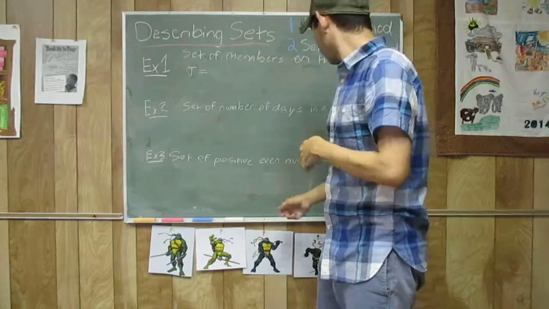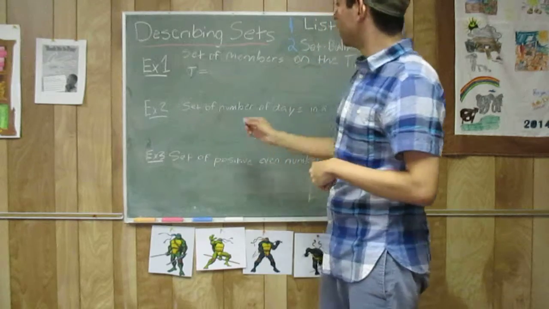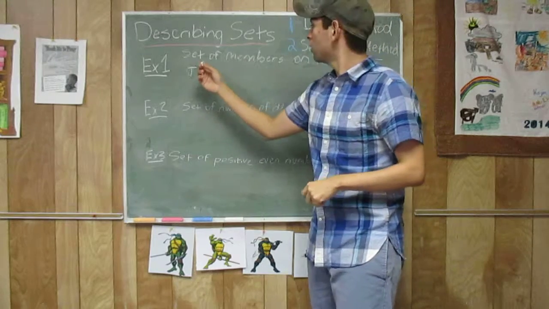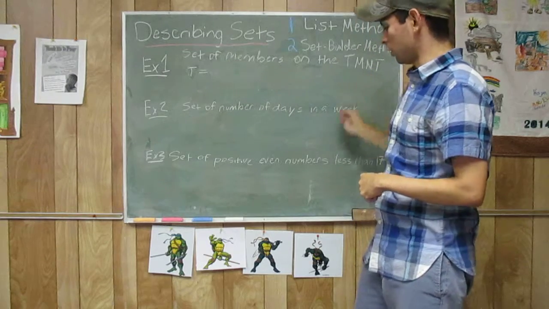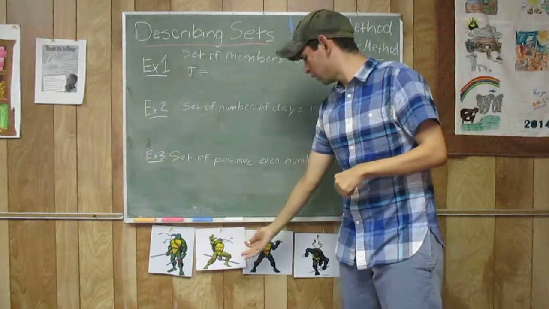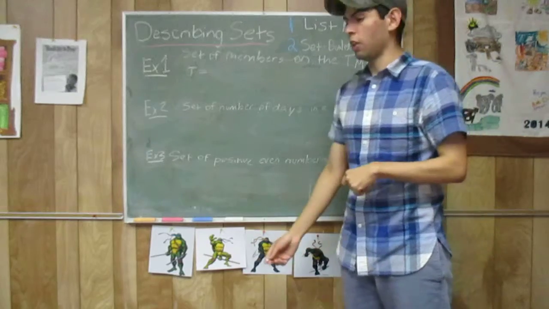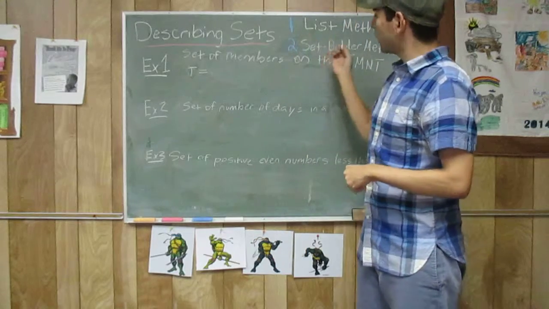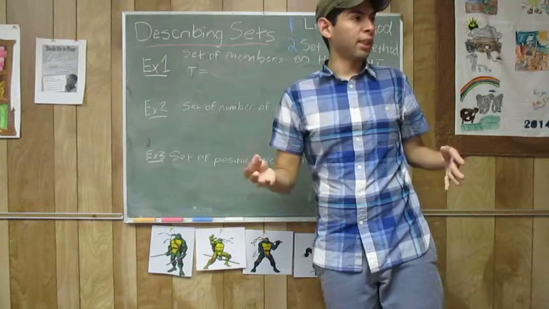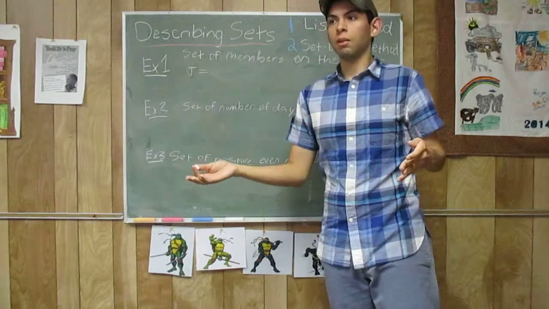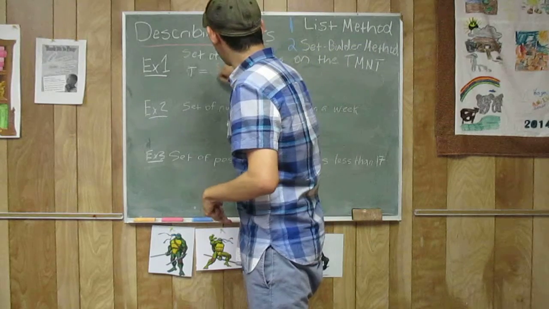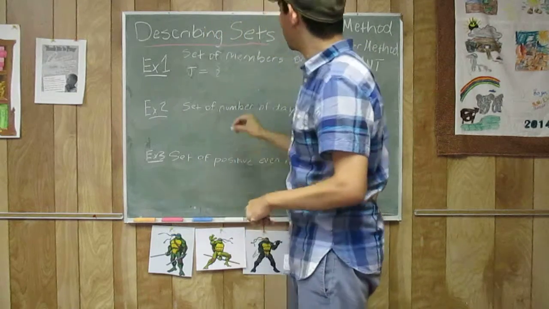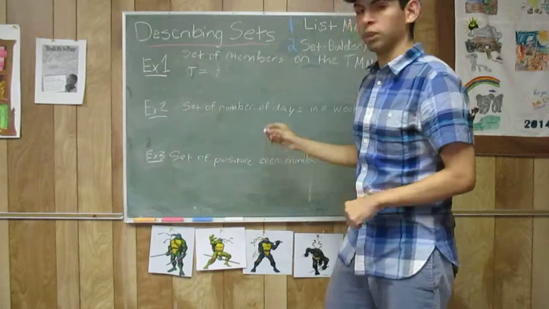Okay, so example number 1, we said the set of members on the Teenage Mutant Ninja Turtles, and you can see right here I have a picture so y'all can see. So again, on the list method, we simply would write out the members in the set. We would open with our braces, as always, and just write out the members.